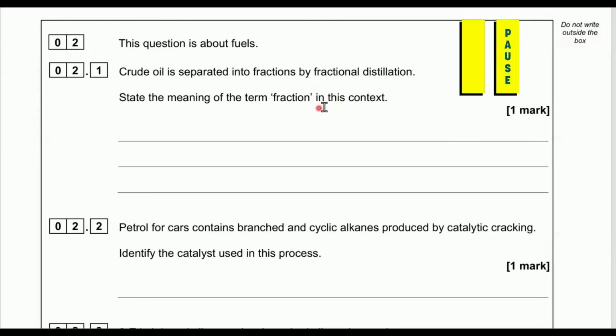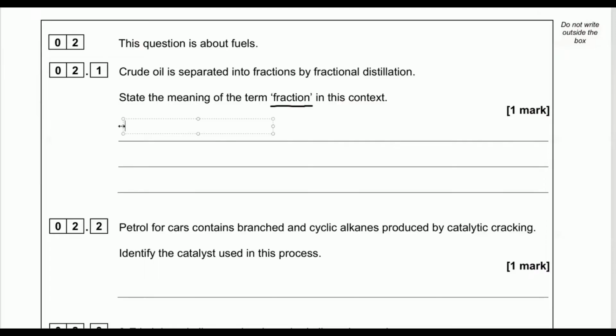All right, this question's about fuels. Crude oil is separated into fractions by fractional distillation. State the meaning of the term fraction in this context. So what do we mean when we're talking about fraction? You might remember from GCSE or from your AS chemistry knowledge, there are different fractions like naphtha, bitumen, diesel, fuel oil.